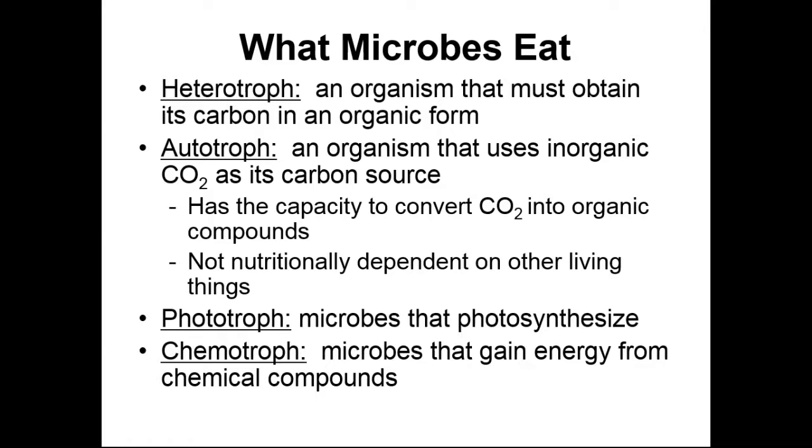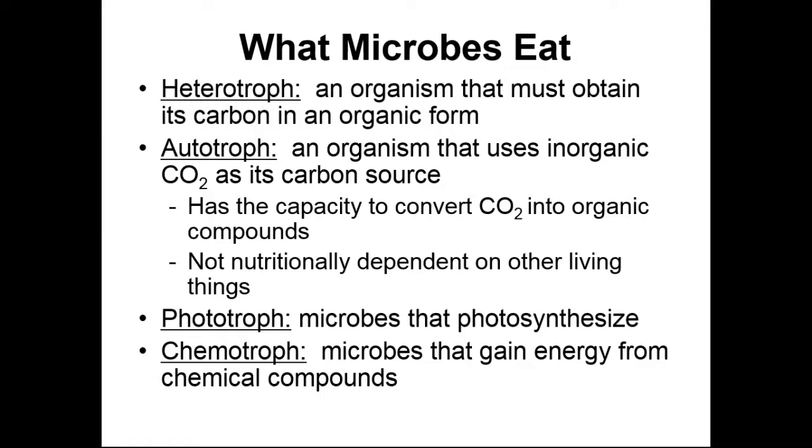Any organism that can photosynthesize is called a phototroph. Any organism that uses photons of light for its energy source is a phototroph, and if it uses carbon dioxide as its carbon source, it's an autotroph. So if we looked at a classic plant or a tree, it would be a photoautotroph. It uses light for the energy and inorganic carbon as its carbon source, and that's how it gets its nutrition. Chemotrophs get most of their energy from chemical compounds.